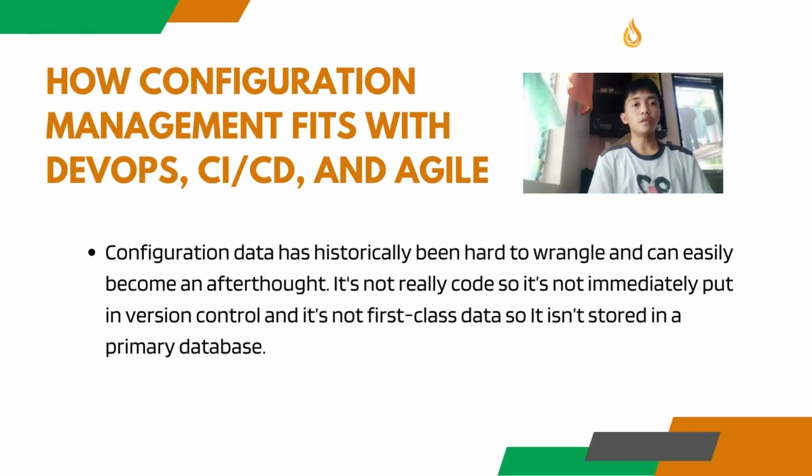How configuration management fits with DevOps, CI or CD, and Agile. Configuration data has historically been hard to wrangle and can easily become an afterthought. It's not really code, so it's not immediately put in version control, and it's not first-class data, so it isn't stored in a primary database. Traditional and small-scale system administration is usually done with a collection of scripts and ad hoc processes. Configuration data can be overlooked at times, but it is critical to system operation.